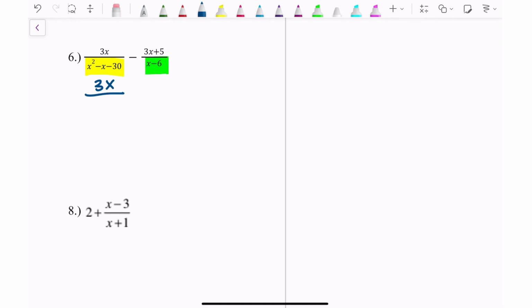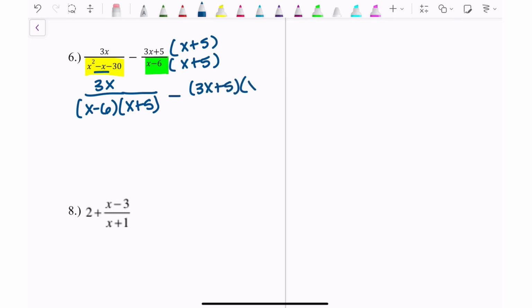So negative 6 times positive 5 would be negative 30. And if I add them together, I get that negative 1 term in the middle, which I need, that negative 1x. So those two are my factors. So now that I have this, I can multiply the other fraction by x plus 5 top and bottom to get a common denominator. So now I have 3x plus 5 times x plus 5 on the top all over x minus 6, x plus 5 on the bottom.